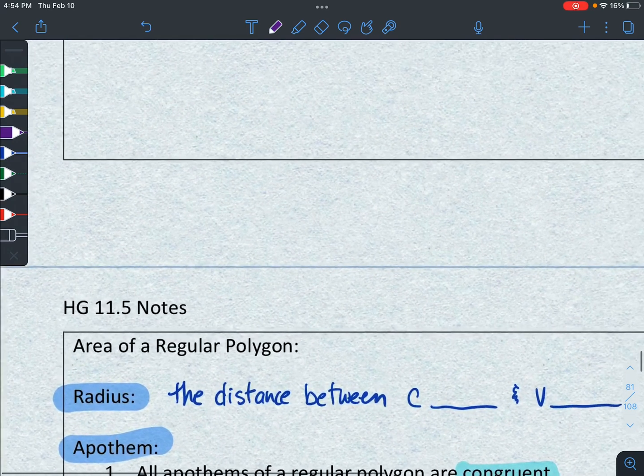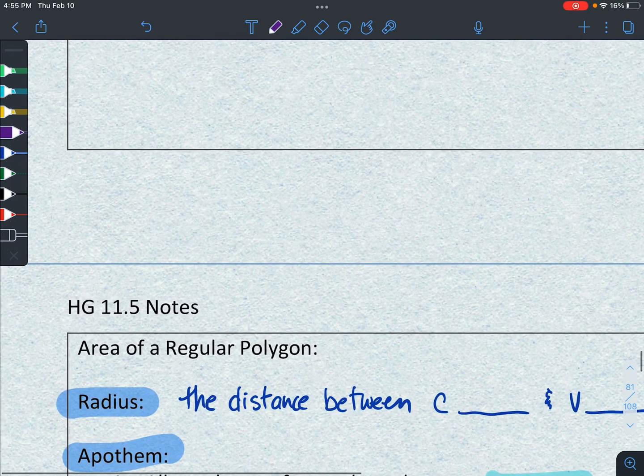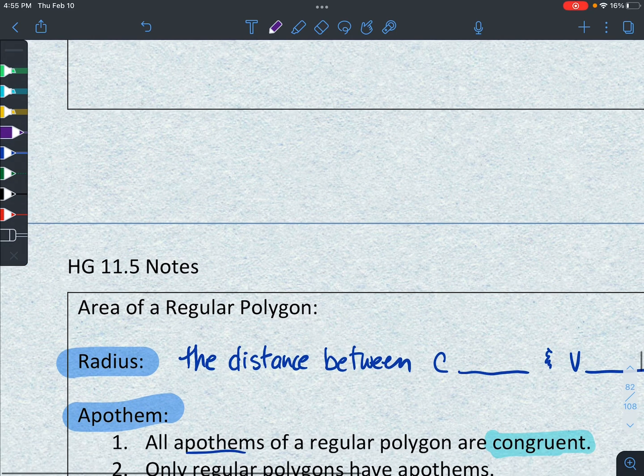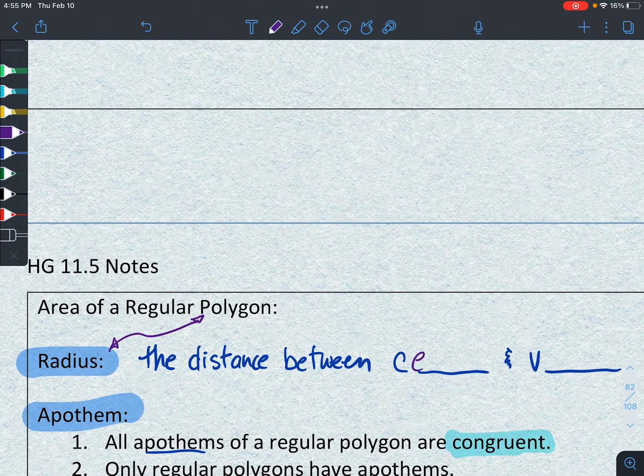All right. That's the easy part of the unit. Here now, where we use that knowledge, we're going to introduce two new thoughts. Radius is not a new thought, but the radius of a polygon is a new thought. This is the distance between the center and a vertex.